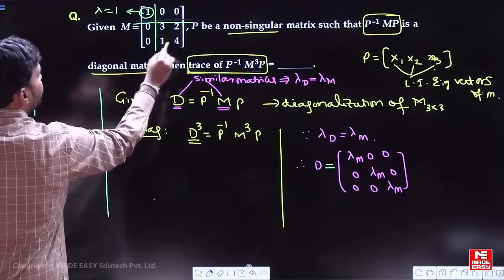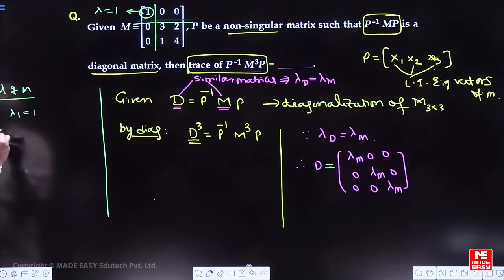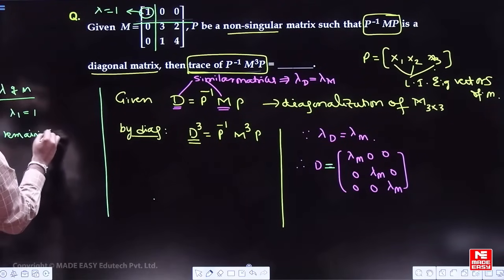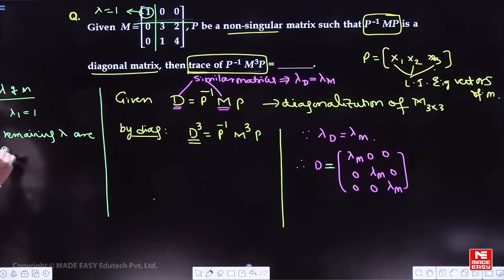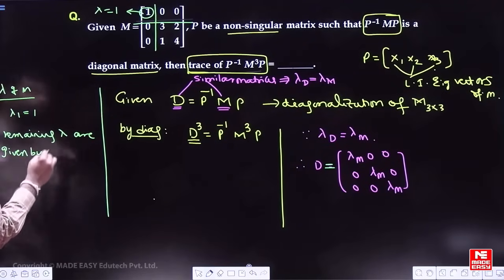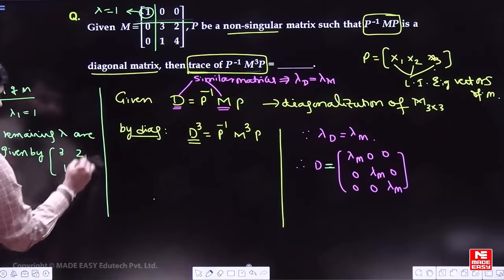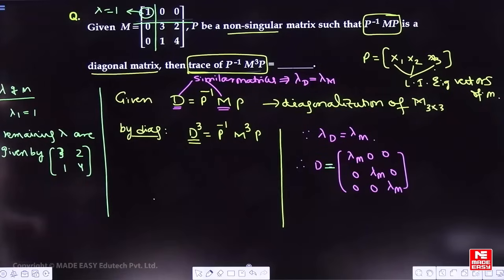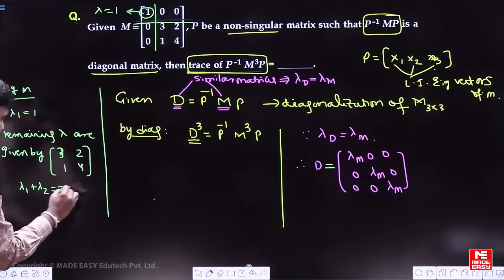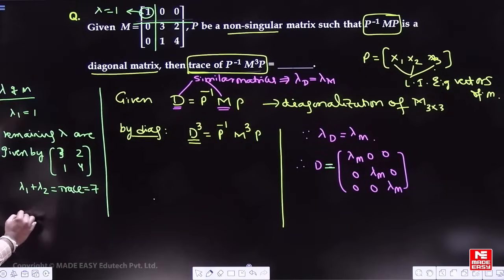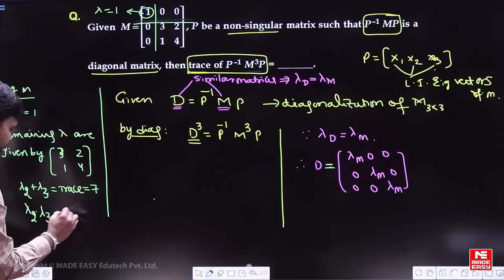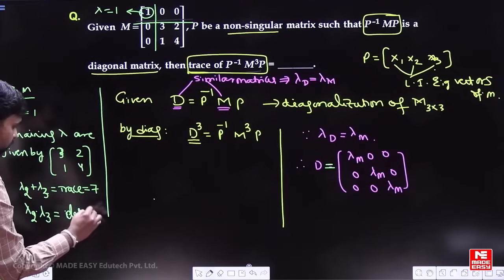And the remaining lambdas are given by this matrix, 3 2 1 4. The matrix 3 2 1 4. For this matrix, lambda 2 plus lambda 3 is the trace of this matrix, which is equal to 7, and lambda 2 into lambda 3 is the determinant, 12 minus 2, that is 10.